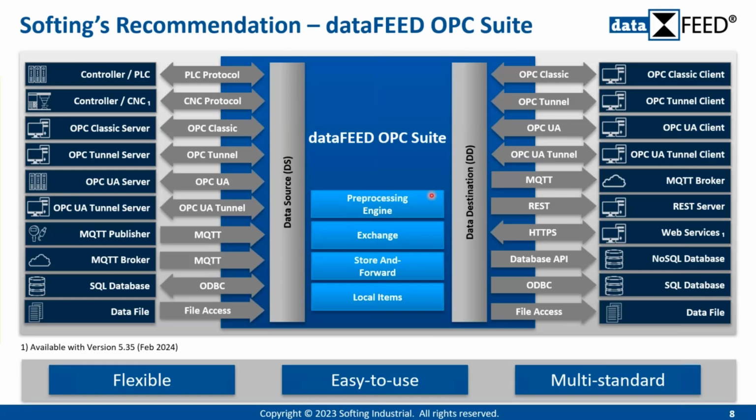And in the middle, we have some, I will say, processing topics, like our pre-processing engine, which allows you to manipulate your received data from the sources before maybe storing in a database. For example, converting the temperature from Celsius degree into Fahrenheit or vice versa, or some mathematical operations on the data and so on. We have an exchange, which allows the exchange of data between data sources, store and forward for the most destinations for both database types, and local items if you need some local data points. This is our dataFEED suite, which I will show you now.